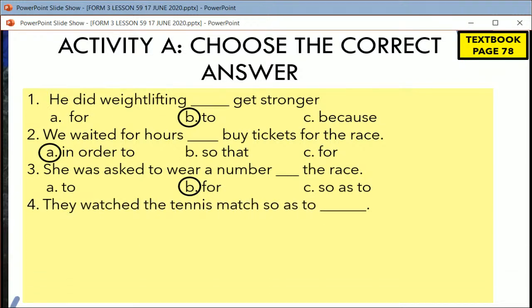They watched the tennis match so as to. This one you do not know what the answer is. Yes, El Pelon, Sengkong, and Cluster, it is 4. Yes, correct, Nushin. Yes, exactly 4. Number 4, they watched the tennis match so as to. I have to give you the answer because you don't know the noun or the verb to be used. Cheryl, slow down.